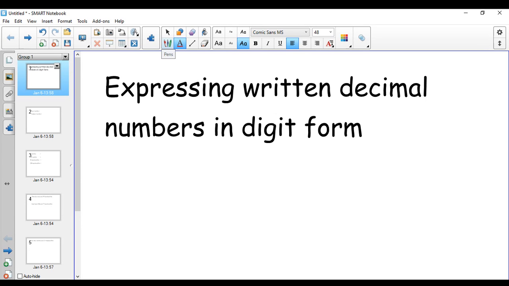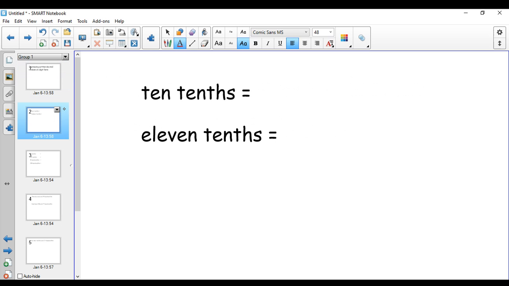Hello. We've looked at the two decimal places over the last couple of days. Today we're going to be looking at decimal numbers in written form, that's words, turning them into digit form. So here I've got two numbers written down in words. I'm just going to select a pen here and I'm going to write them down as numbers.